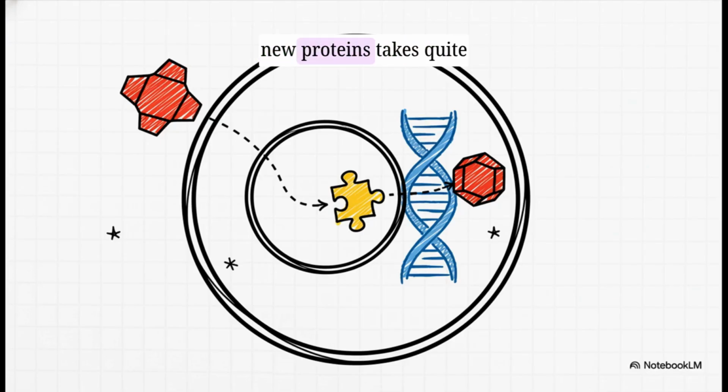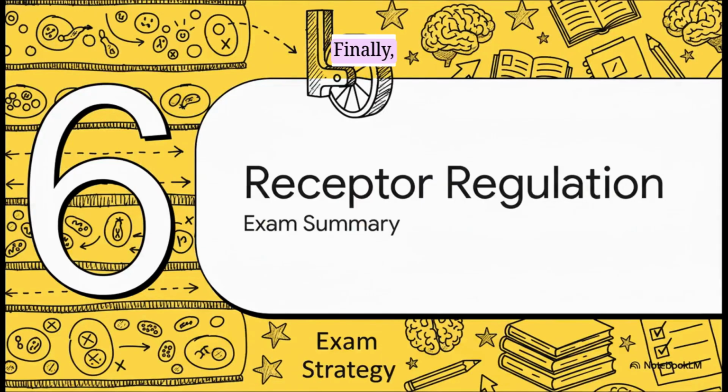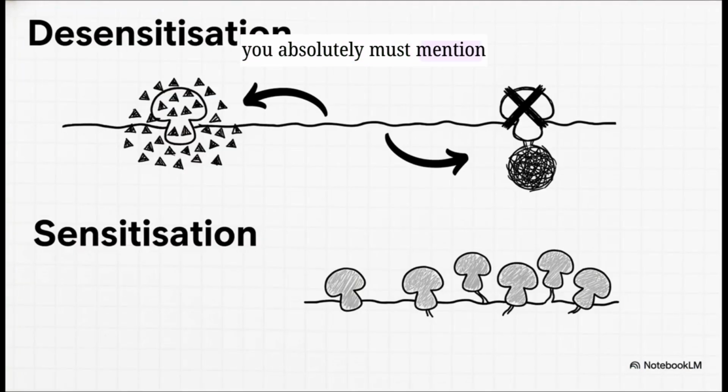Since building brand new proteins takes quite a bit of time, this perfectly explains why steroids have a slow onset but a profoundly prolonged action that lasts for hours or even days. Finally, we've reached part 6, regulation and exam summary. Let's explore how the body protects itself by putting the brakes on this giant machine, and then we'll lock down your exam strategy. Exam alert, you absolutely must mention receptor regulation to get full marks.